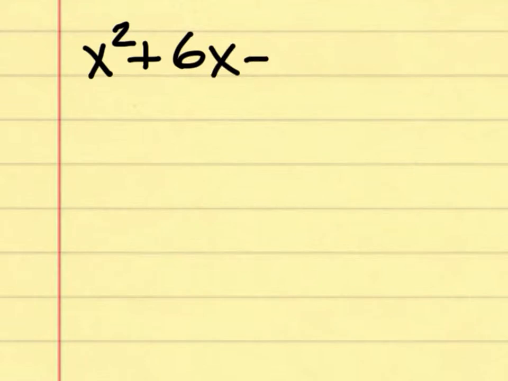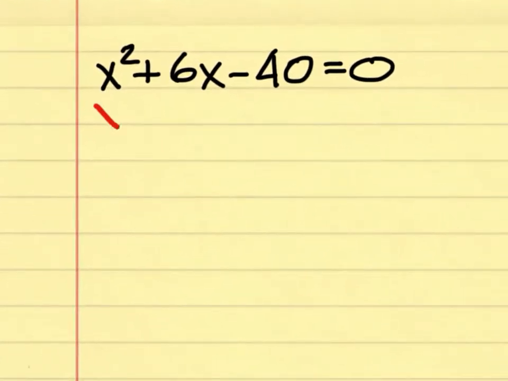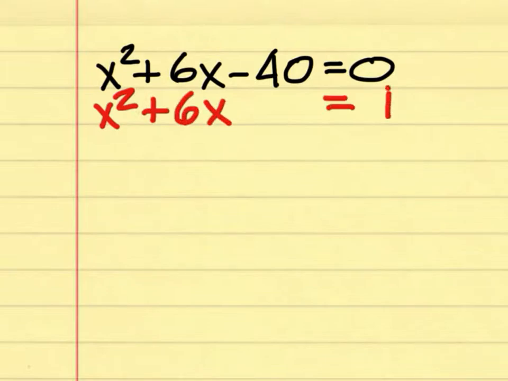x squared plus 6x minus 40 equals 0. To solve this by completing the square, your first step is to move the minus 40 to the right side and change the sign.